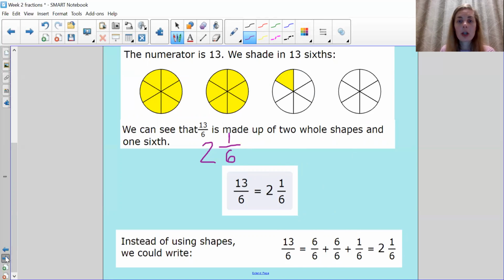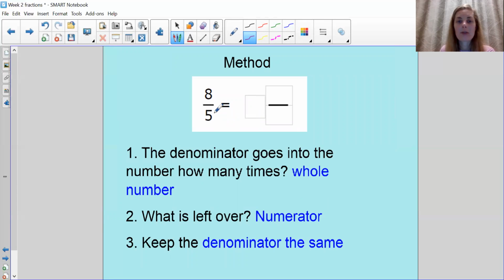Now, the method that we can learn from this is that we can then say, how many times does this whole number at the bottom go into 8? So how many groups of 5 can I make with 8? I can make 1 whole group. So 5 goes into 8 once. What am I left with? I'm left with 3. And what number do you think I'm going to put over here? Hopefully you said 5, because it's going to be fifths, because I'm working in fifths here. So this number goes into the top number how many times? What am I left over with? And then I leave the bottom number the same.